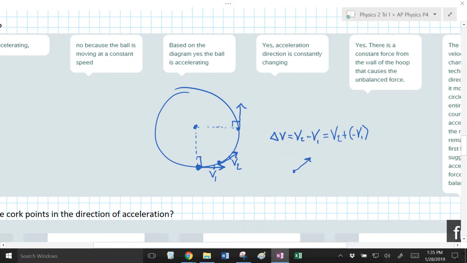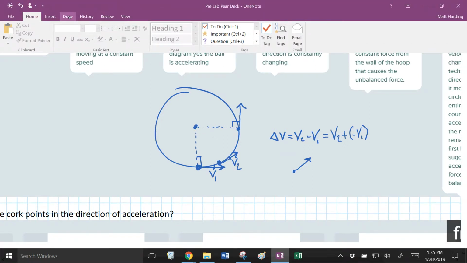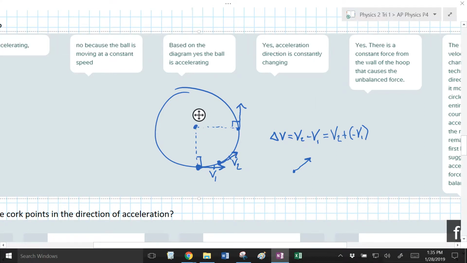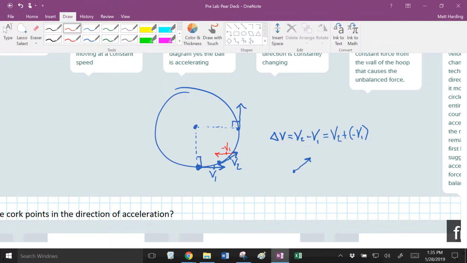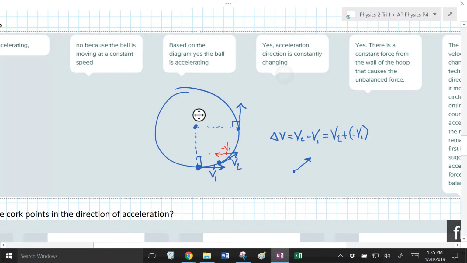And maybe I should just do that right over here. I'm going to draw the opposite of V1. It's going to go like that. Okay, and those things have the same length. That's the opposite of V1. And if you look at the combination of those, it results in an arrow that's going to kind of point off towards the center here. And this would be the change in velocity.